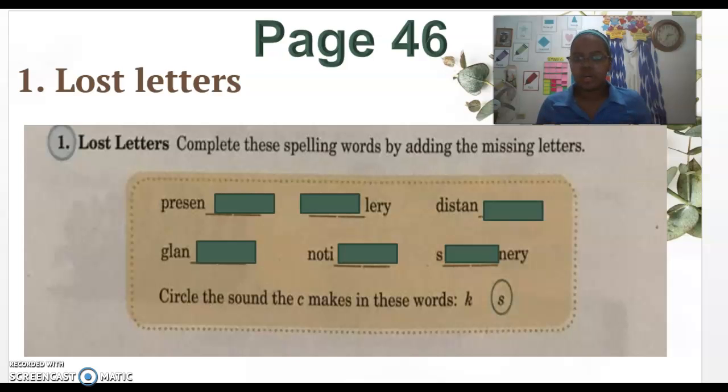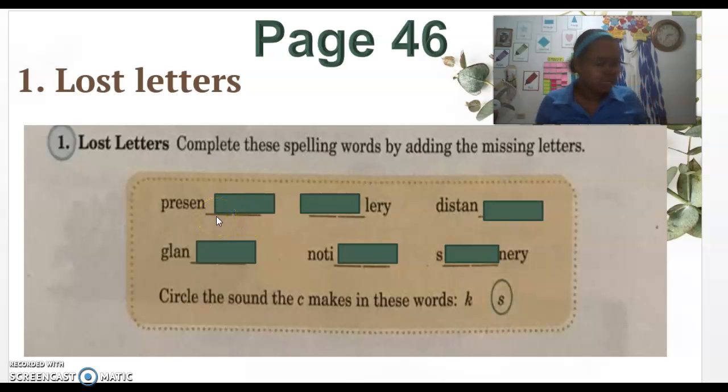Okay, so here we are on page 46 of our books. Open your spelling book on page 46, please. Exercise number 1 is lost letters. Our instruction says complete these spelling words by adding the missing letters. Here we have some words with letters missing inside the word. And the first one we have is present.